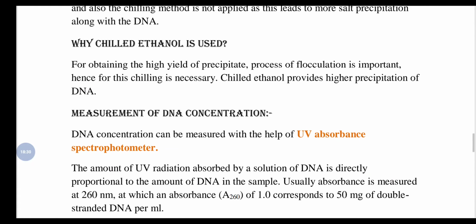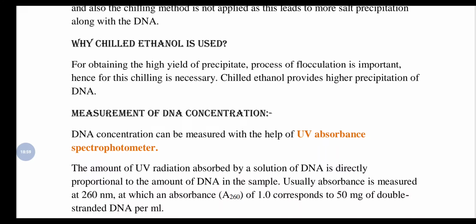Further, why do we use chilled ethanol? I have told you that ethanol can be used for precipitation, for washing of the DNA, and for storing of the DNA. So we wash the DNA with chilled ethanol so that all the salts can be removed from the DNA. We give 2-3 washes of ethanol to remove these salts and other impurities from the DNA.